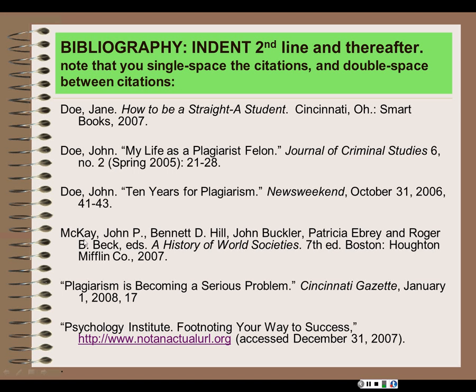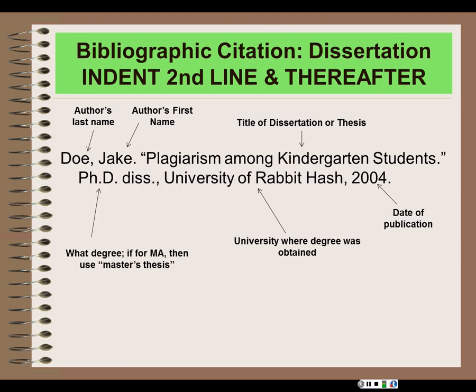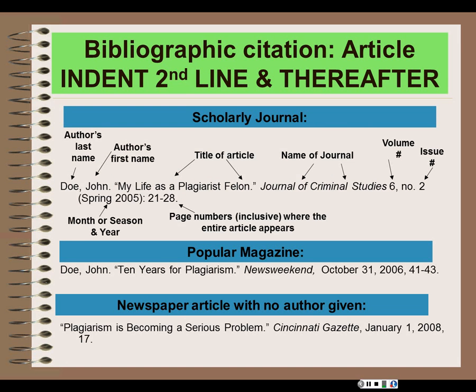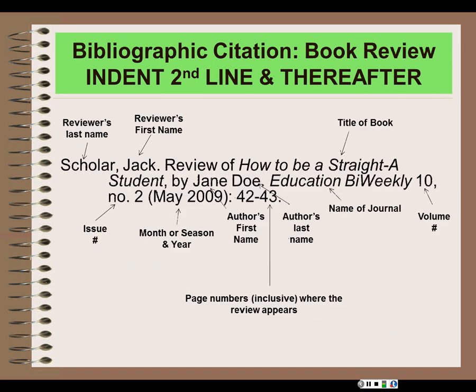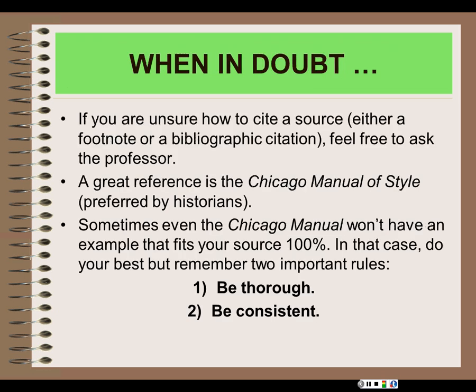Well, lo and behold, when we did that in-text footnote, here is where we got it from. McKay, John P., Bennett D. Hill, John Buckler, Patricia, and they were all editors of History of World Society, 7th edition, Boston, Houghton Mifflin, 2007, etc. So here I show you how to do a bibliographic citation for a book with multiple authors or editors or even multiple editions. I show you how to do it for a dissertation, a scholarly article, a popular magazine, a newspaper article, a book review, a manuscript, an interview by you, etc.